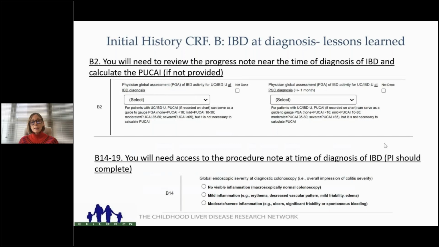So this is just an example of something that most coordinators are, unless you did a lot of IBD research, not comfortable doing. So that's just an example of where you have every right and you should reach out to the PI for guidance on that. And then another example is in B14 to 19, where you actually have to find the procedure note at the time of diagnosis of IBD.